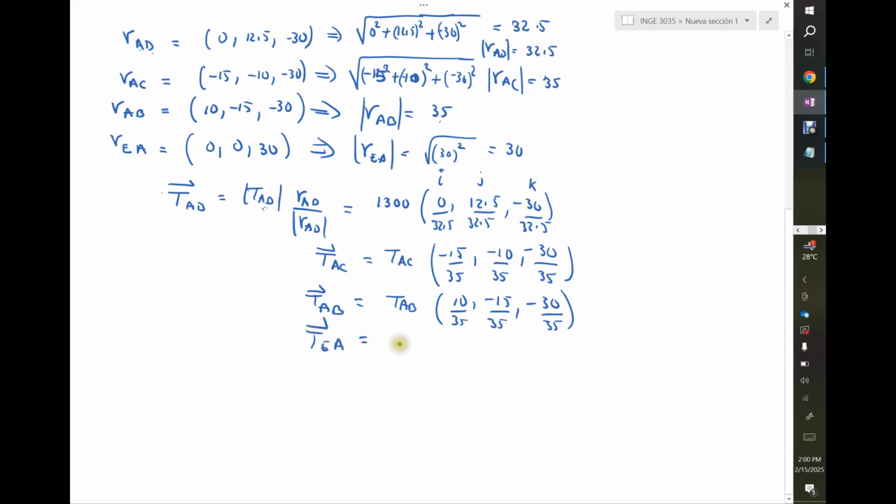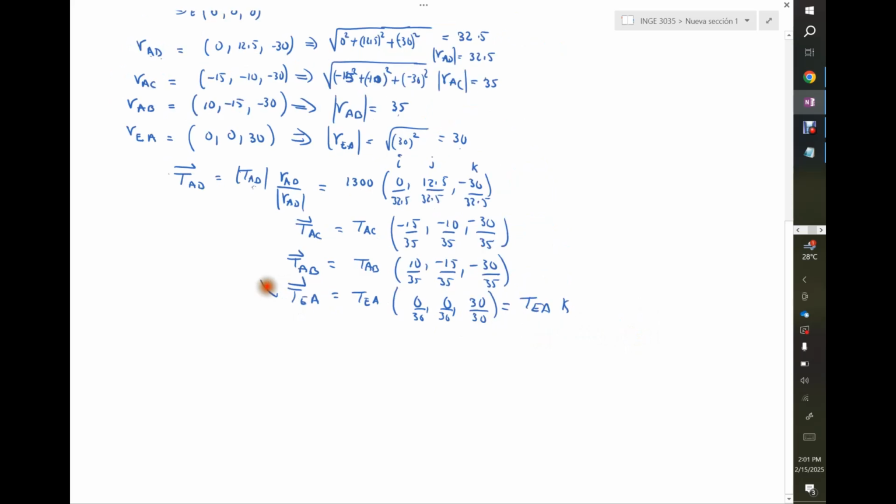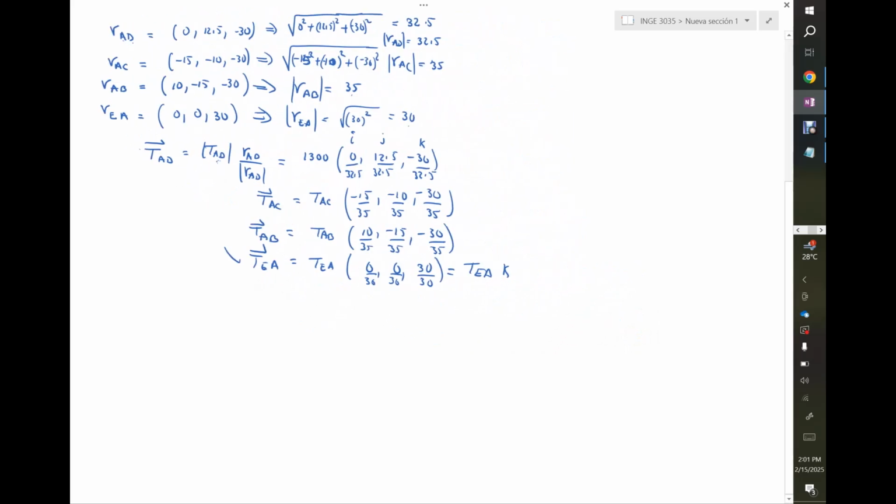And the last one, which is called TEA, equal. Now this is interesting because this is 0, this is 0, but this is 30. But you're dividing by 30, right, everybody? So eventually this ends up being TEA only on the K position. So TEA, 30 over 30 is 1, so we end up like this. Be sure that you understand that this only counts on the Z position. All right, so we get that, and we are pretty much done here.